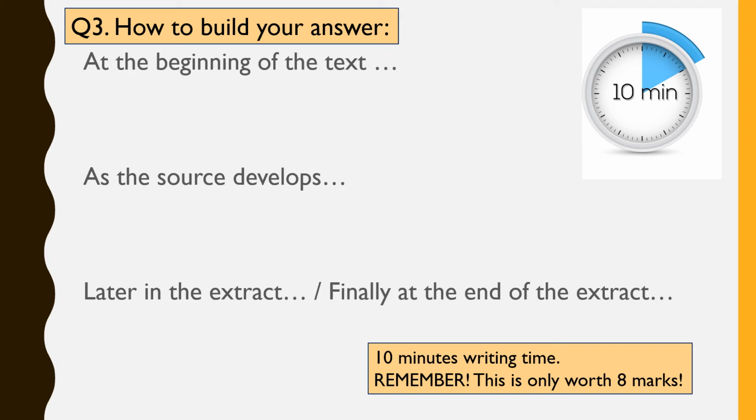So as the source develops, you could pick where we get into dialogue. So just underneath the second paragraph, we get some speech. That's what dialogue is. So you might think that that's interesting to talk about. So we start off with the fog. As the text develops, as the source develops, we have dialogue. We're getting interaction between the characters in the story. And you need to think about what that does, how that changes.